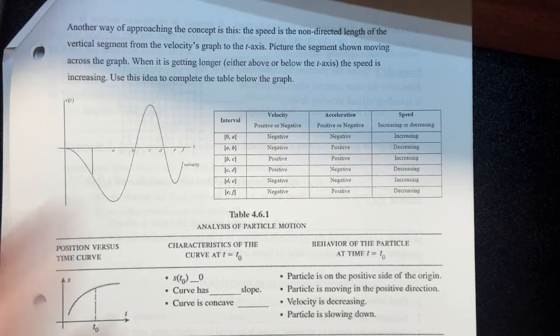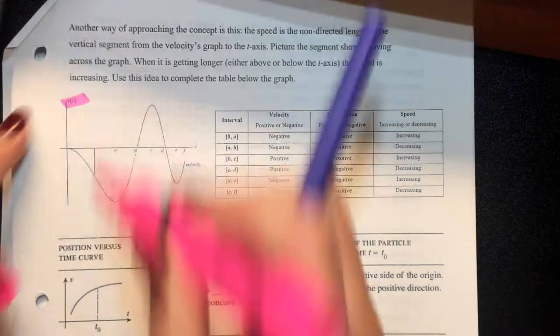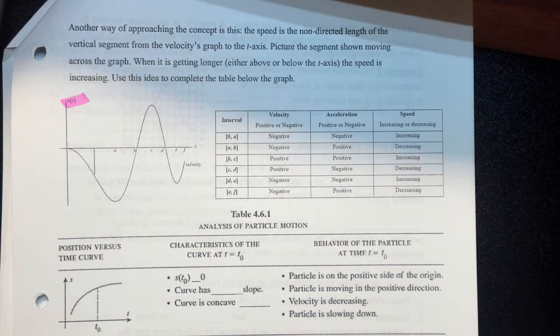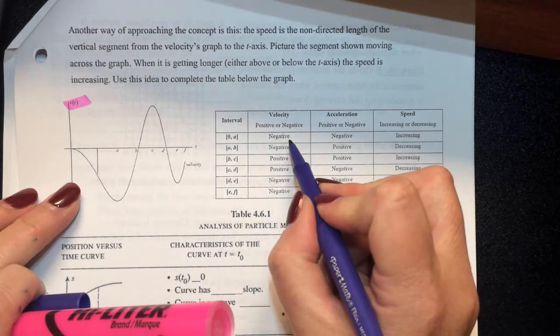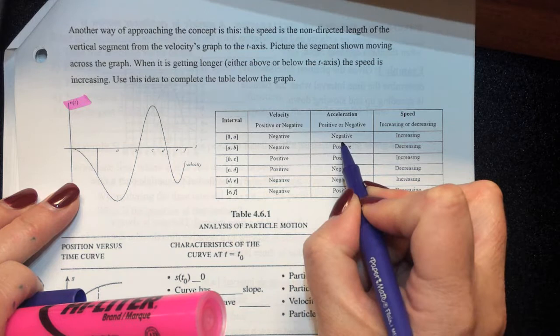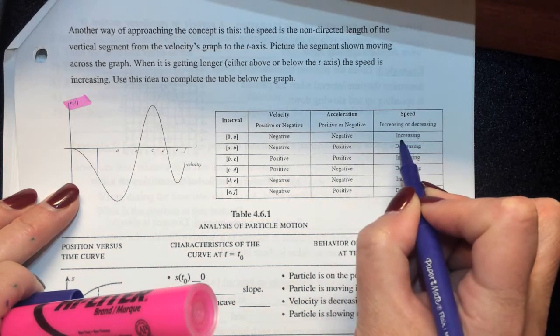So in this particular case, on the top of page 20, they are giving you the velocity graph. So they're giving you the v of t. The way they also look at trying to figure out what's happening with the speed, given a graph, is if you look in this interval from 0 to a, notice your velocity is negative, acceleration is negative, so your speed should be increasing.